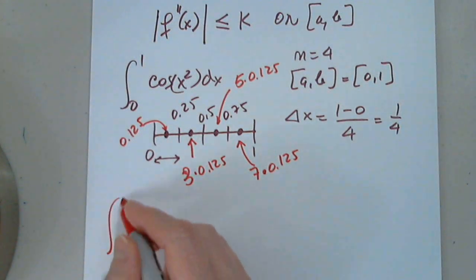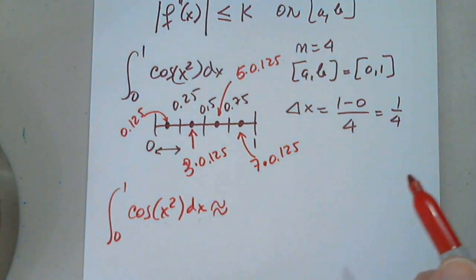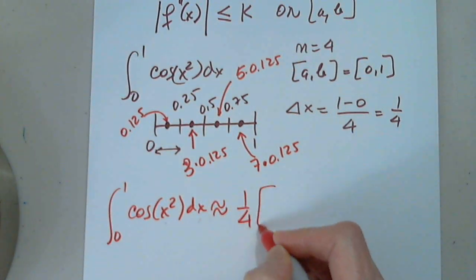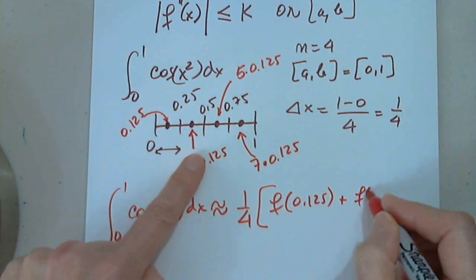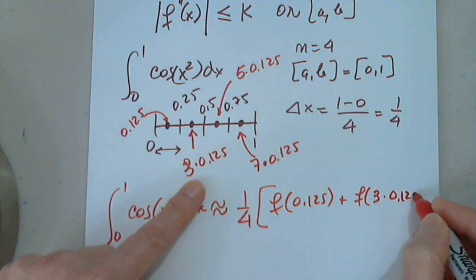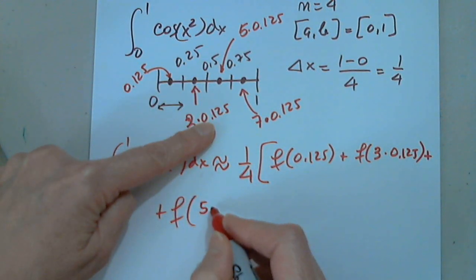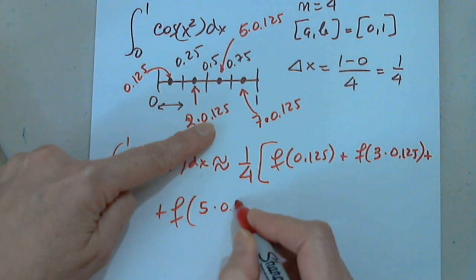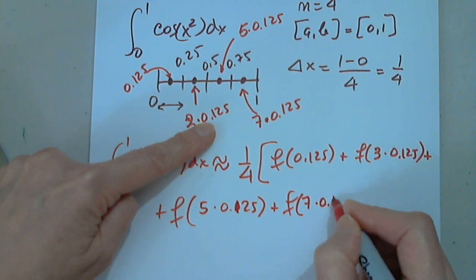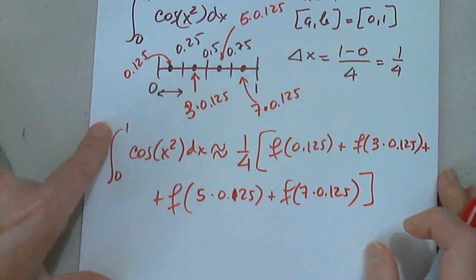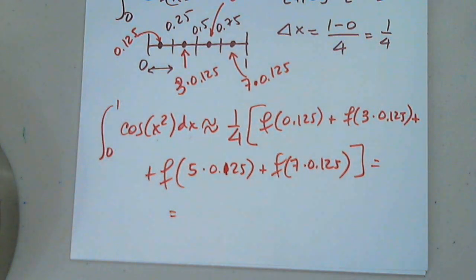So then the integral from 0 to 1 of cosine x squared dx will be approximately delta x, which is 1/4, times f of 0.125 plus f of 3 times 0.125. I don't care to calculate, you can, of course. Plus f of 5 times 0.125 plus f of 7 times 0.125, and close the bracket. I do have a video on this method posted already.